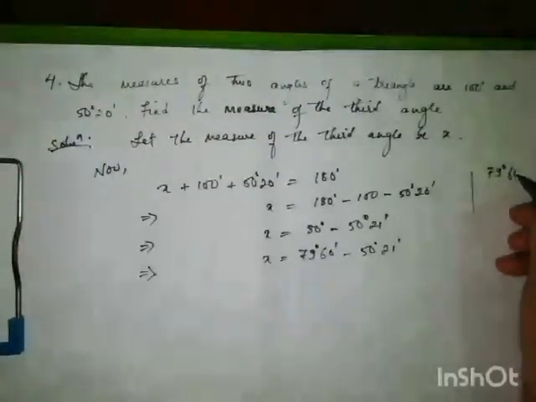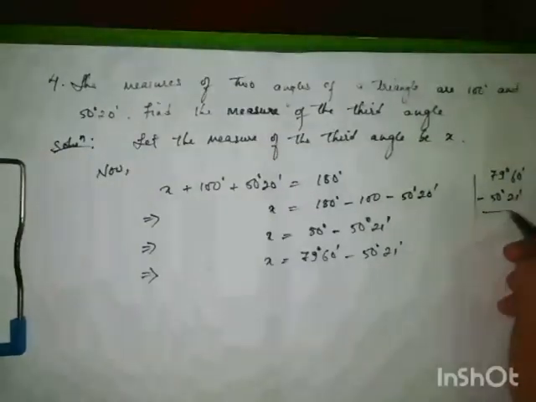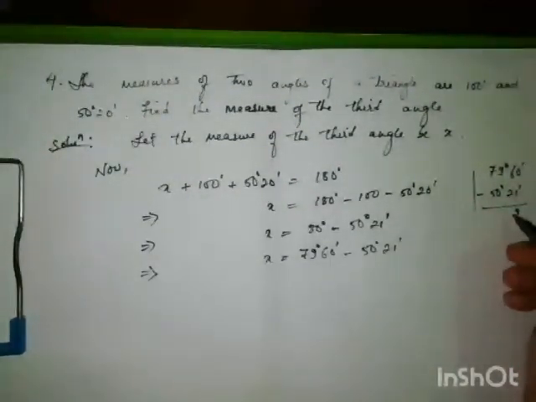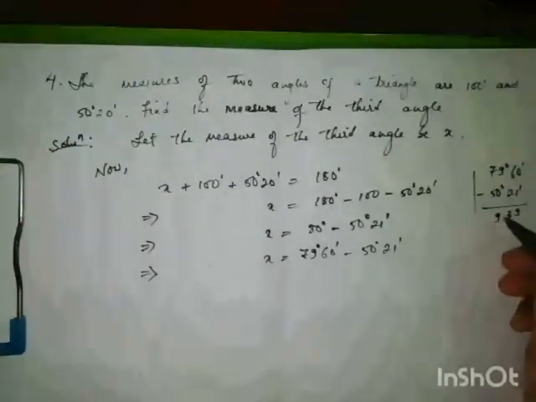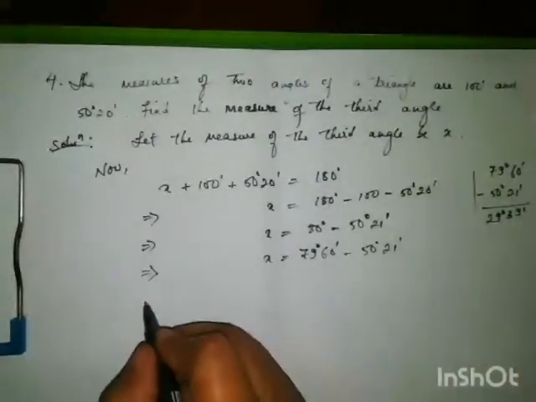79 degree 60 minutes minus 50 degree 21 minutes. So, 60 minus 21 is 39, then 79 minus 1 is 78, 78 minus 50 is 29. 29 degree 39 minutes.